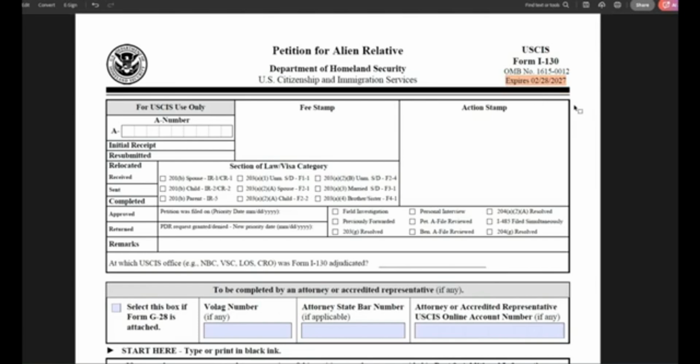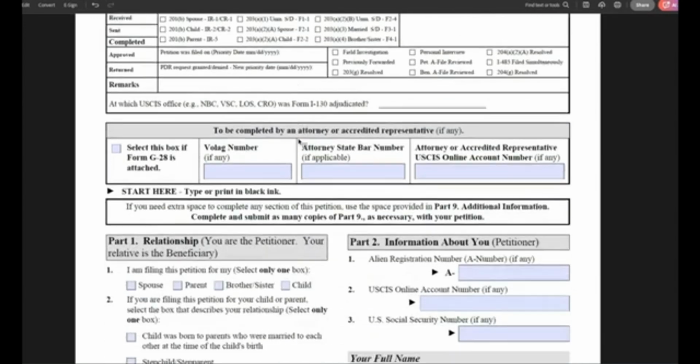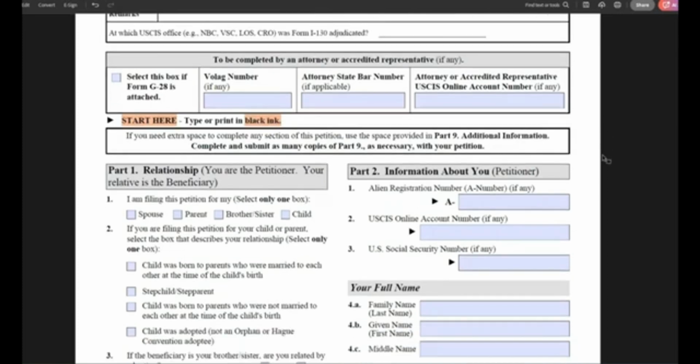So, for the sake of time, if the form is updated, it is best to refill it to the latest version. You can skip this entire first part. This is not for us. And we will start right here. You can type in these forms or you can use a black pen to fill it out neatly. I recommend typing it up.